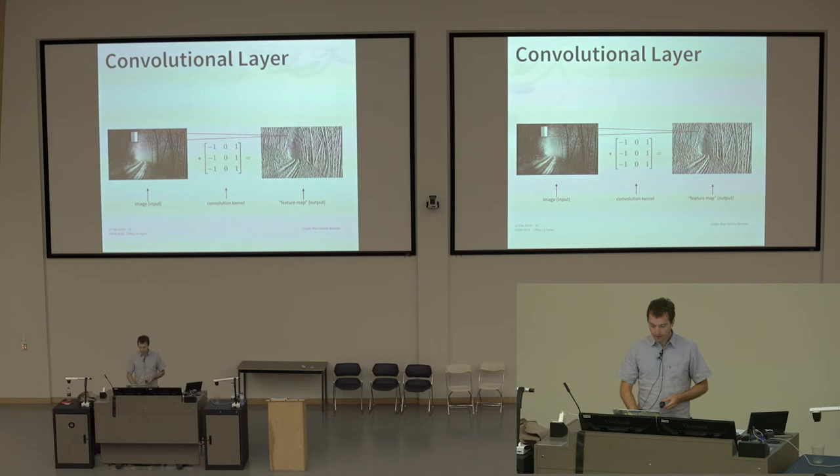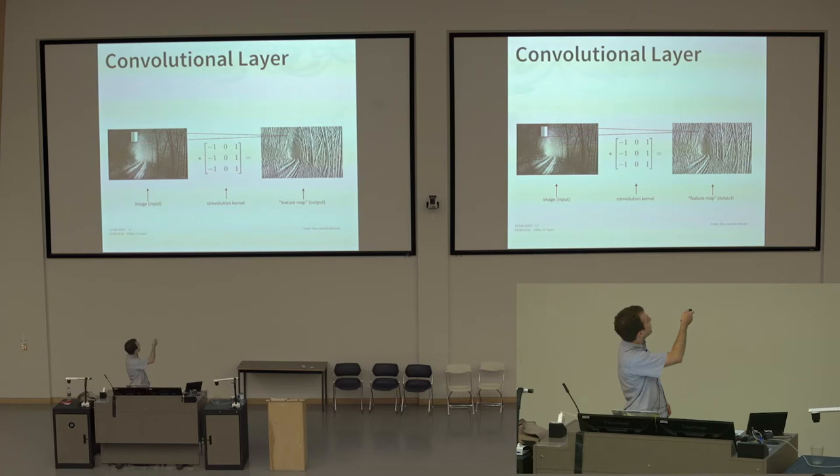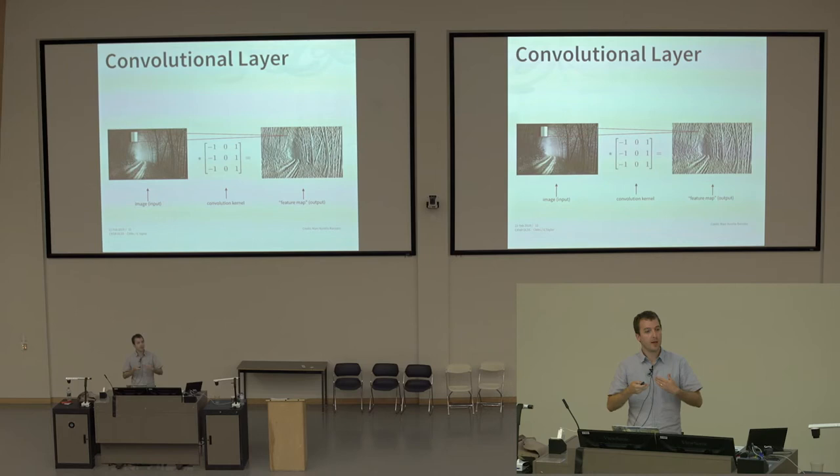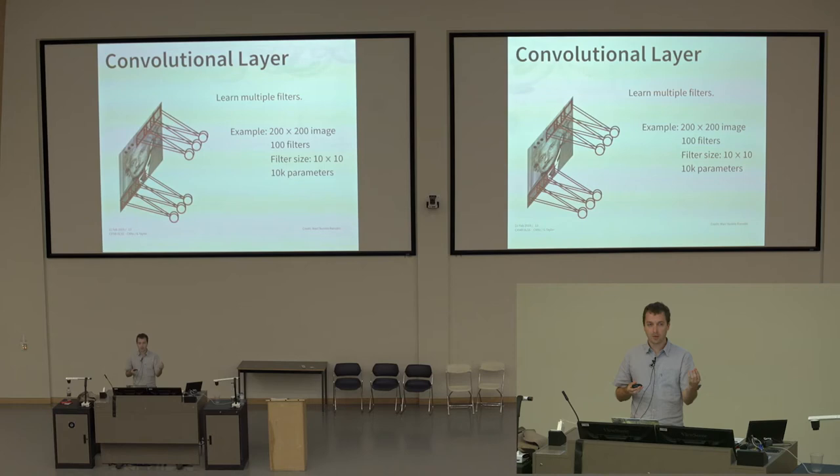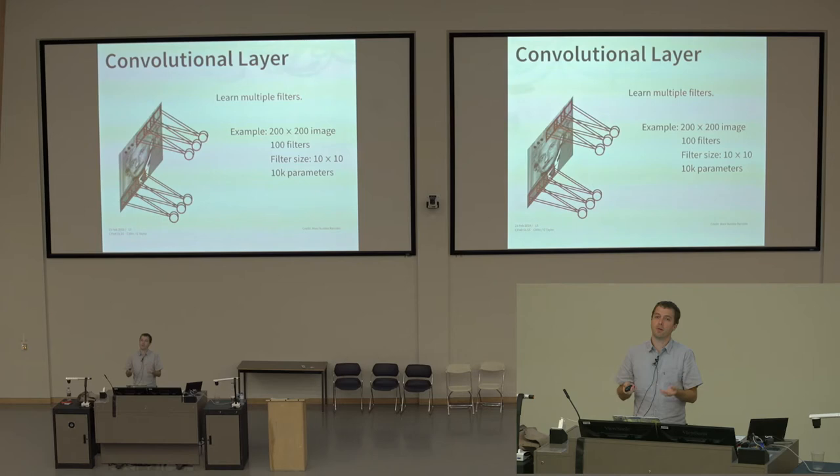Just note, at this point I'm talking about a single kernel, an image, and a single feature map, but we're going to quickly move on to multiple filters. In that case, I'll be talking about feature maps. We've talked about convolving a single filter or kernel with a single image, which results in a single feature map output. But of course, we want to learn more than a single feature. We don't want to just detect horizontal edges. We want to detect horizontal edges and vertical edges and diagonal edges and so forth. So we want to learn multiple kernels.